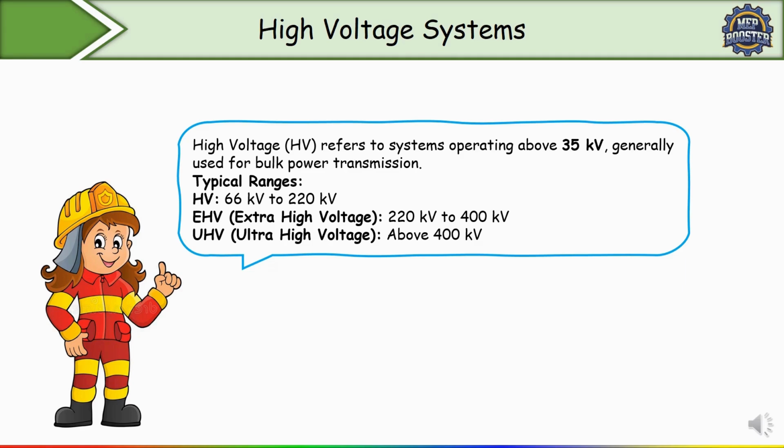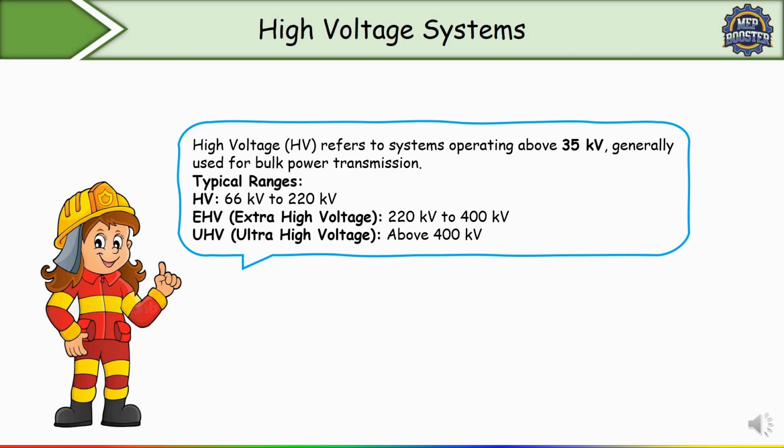The extra high voltage level is 220 kilovolt to 400 kilovolt. You can see the extra high voltage range given here. This is used for long distance high capacity transmission. Then the ultra high voltage range is above 400 kilovolt. It is used for interstate and international transmission of electricity. This ultra high voltage is the most efficient method for transmitting very large amounts of power across vast distances.